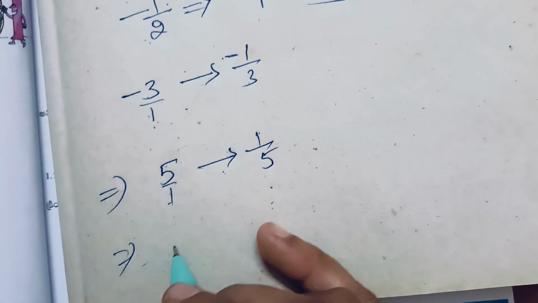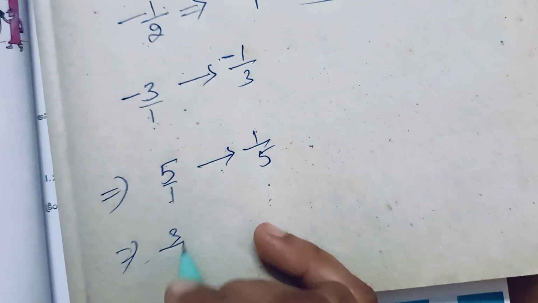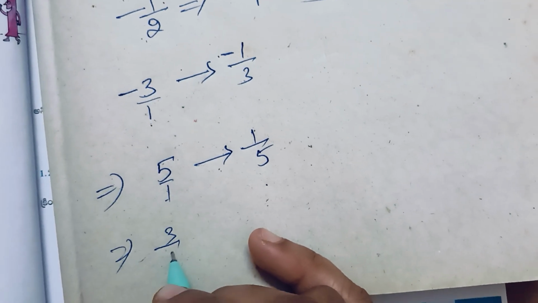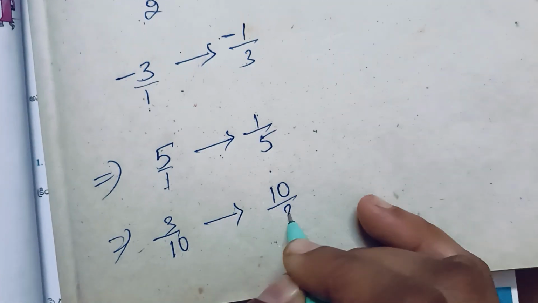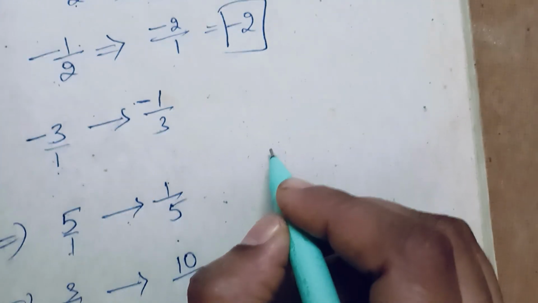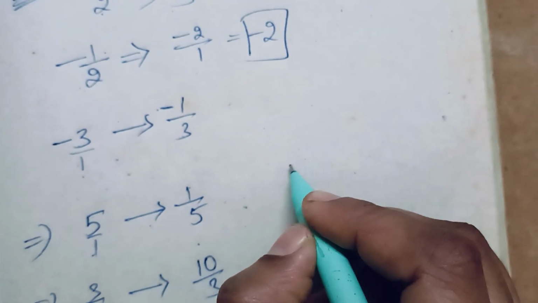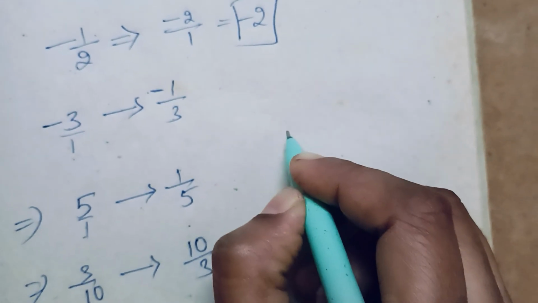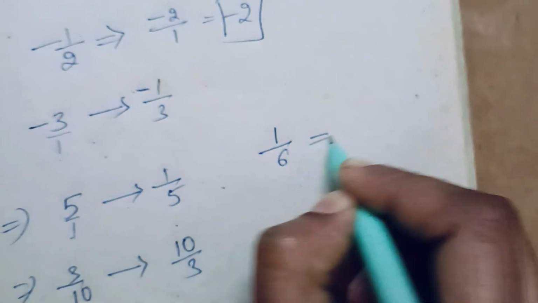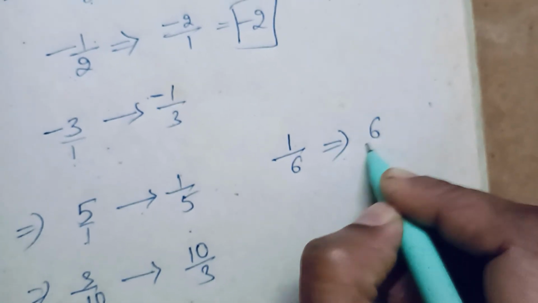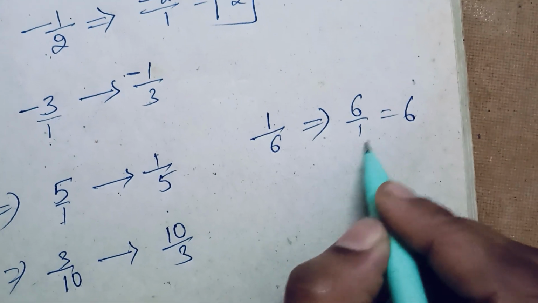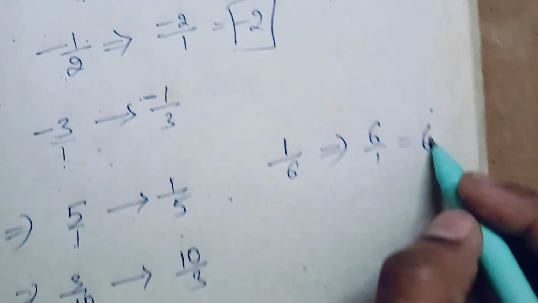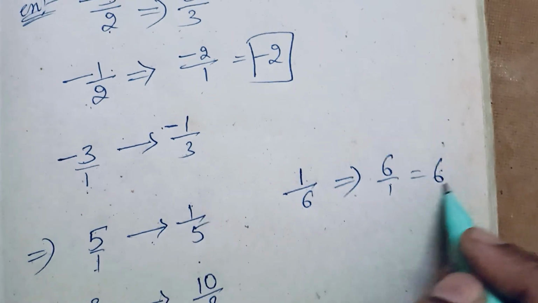And next, 3 by 10. The multiplicative inverse of 3 by 10 is 10 by 3. And more examples. The multiplicative inverse of 1 by 6 is 6 by 1. 6 by 1 means 6 only. Where the denominator is 1 or not written, it is just 1. So this is 6.